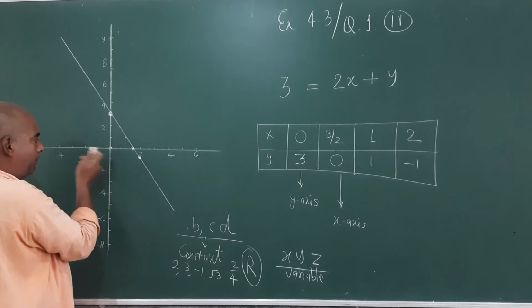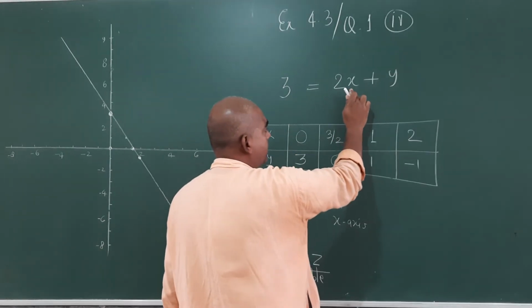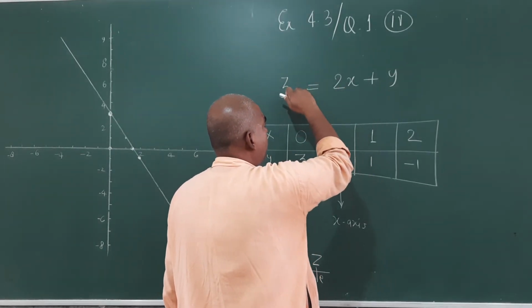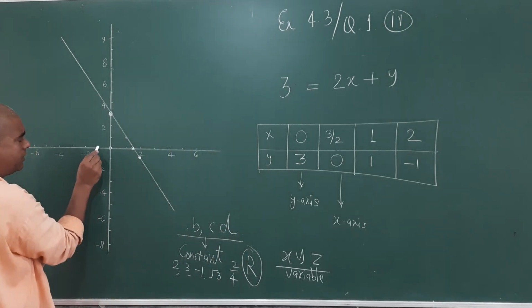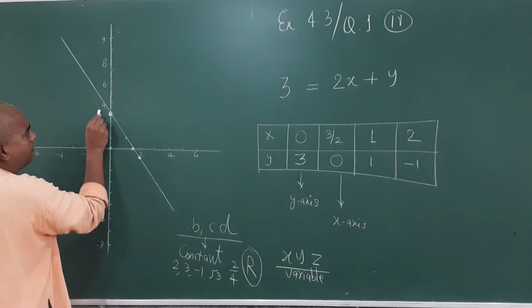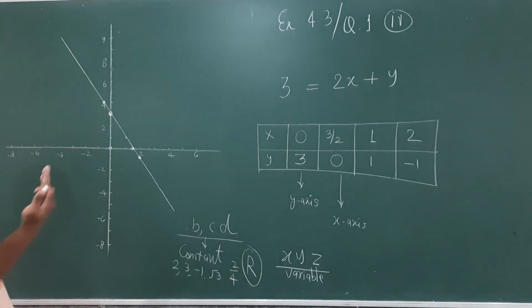You take minus 1 also. If you take x equal to minus 1, this is minus 2 plus y is equal to 3, so you are getting here x equal to minus 1, y equals to 5. This is the question over.